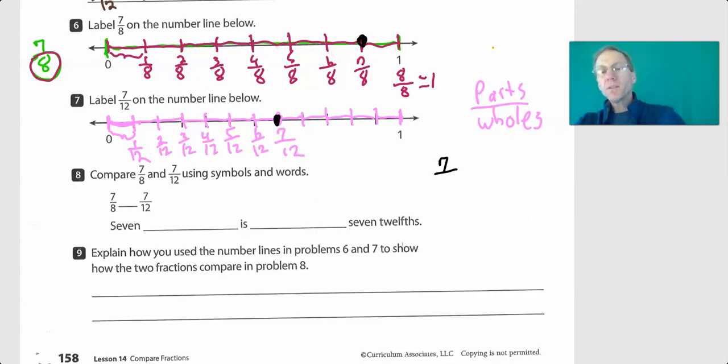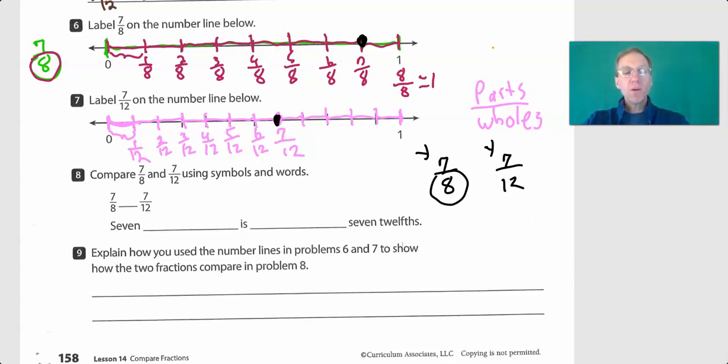Again, we're comparing 7/8 and 7/12. Same number of parts. We have 7 slices or 7 pieces, but boy, they sure are a lot bigger for the 8s. Okay, let's point to the small one. So 7/8 and 7/12. Even though the number 12 is larger, the pieces are smaller, so it is the smaller amount. Okay? So they want us to say here 7/8 to fill this in, and this way we would read this: 7/8 is greater than 7/12.